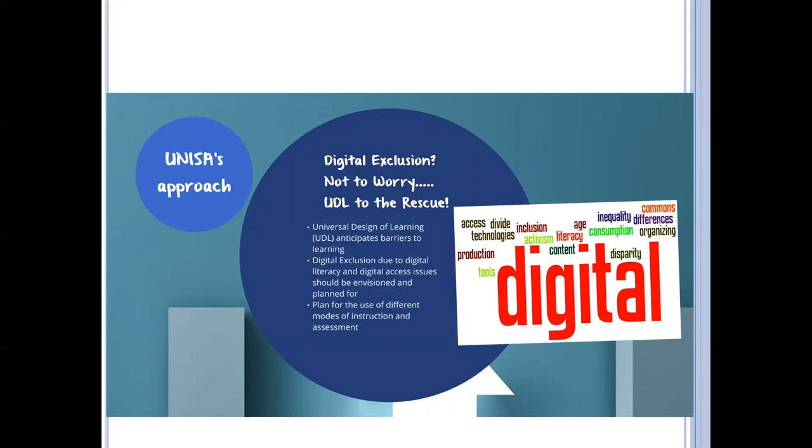So the universal design of learning anticipates barriers to learning. In the same way, it will anticipate digital exclusion due to digital literacy and digital access issues. And we should envision this in such a way that we plan for the use of different modes of instruction and assessment.